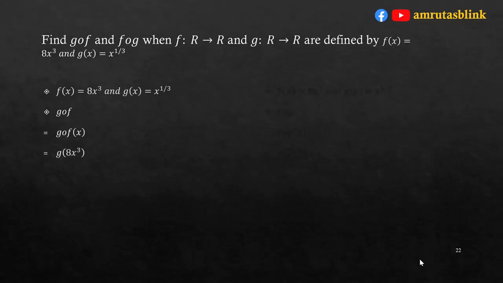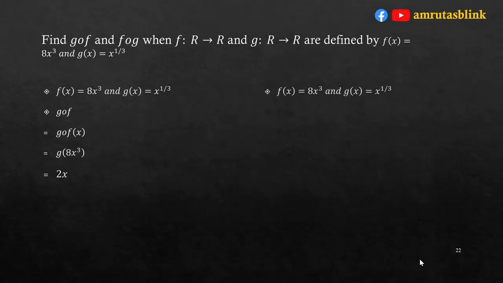Now, what is f of x? f of x is 8x cube. Hence, g of 8x cube. But what is g of x? g of x is x raised to 1 by 3. Hence, 8x cube raised to 1 by 3. So, cube root of 8x cube will give you the value as 2x.